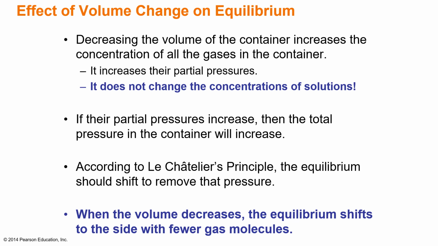So what this means is it doesn't give us an exact direction that the equilibrium is going to shift, but we're going to try and shift it to remove the pressure that is present. So we are actually going to shift the reaction towards the side that has fewer gas molecules, which would decrease the pressure. So if we decrease the volume, we're going to shift to the side with fewer gas molecules. If we increase the volume, then we'd shift towards the side with more gas molecules.